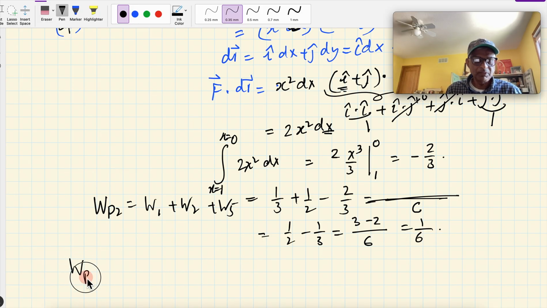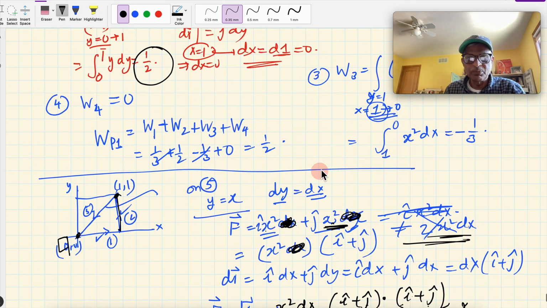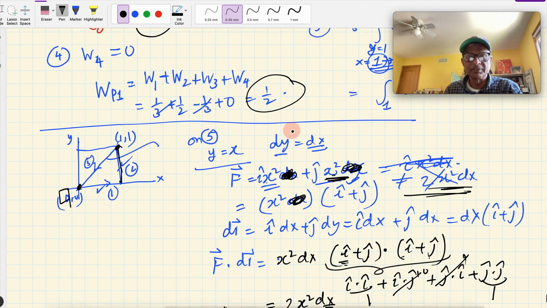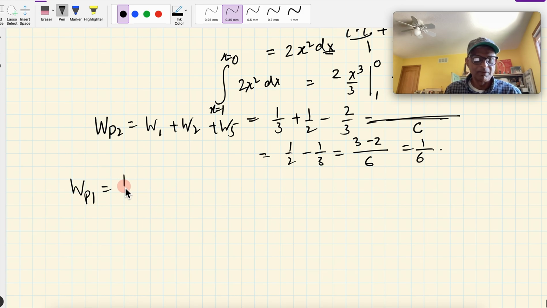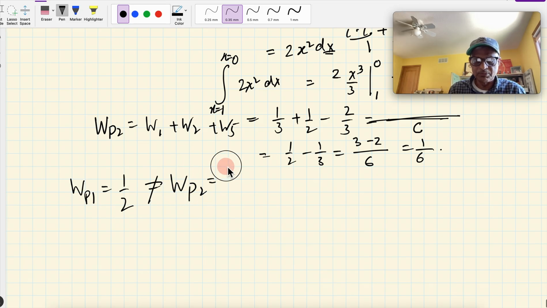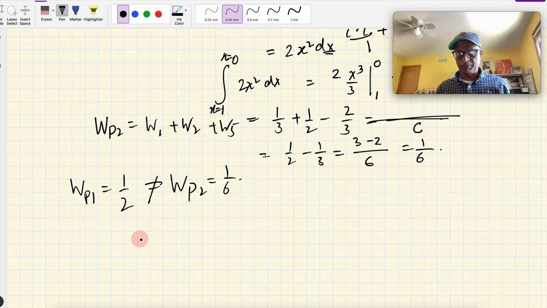So W on path 1 was a half, which is not equal to W on path 2, which is 1/6. So this is one case where that happens to be different. You really have to just work it out.